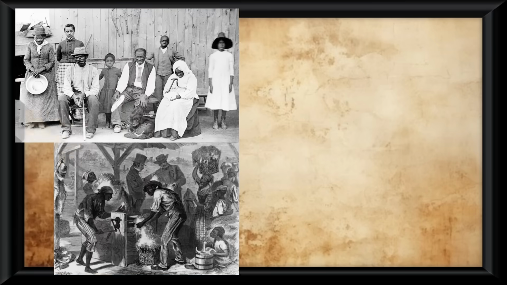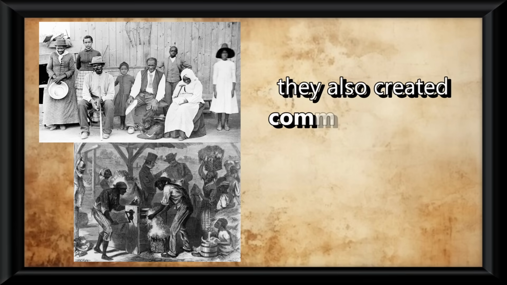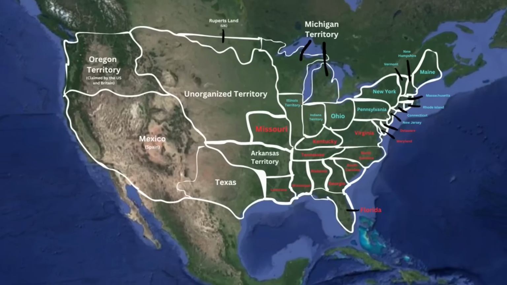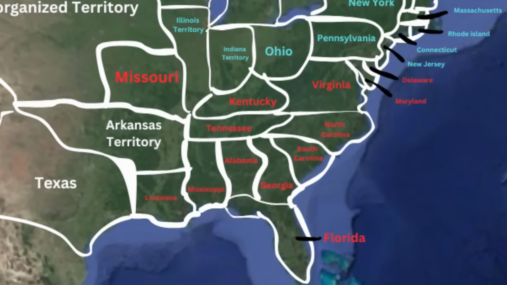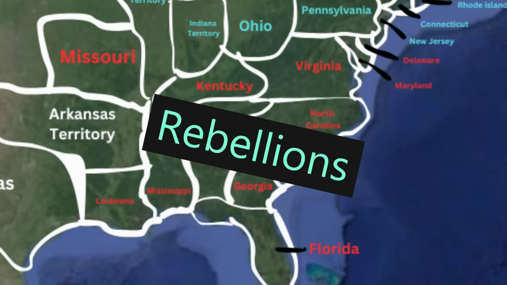So in this time period, African Americans, both enslaved and free, faced enormous challenges. But they also created communities and strategies to protect their dignity and fight for freedom. So what stayed the same and what changed? In the South, enslaved people continued to resist their oppression, but their efforts to end slavery were largely limited to rebellions, and most were unsuccessful.